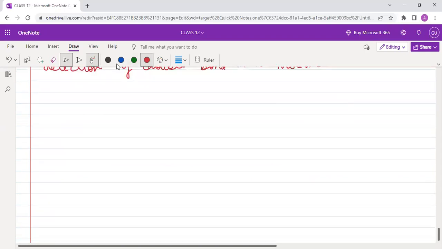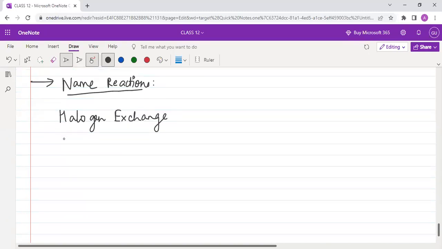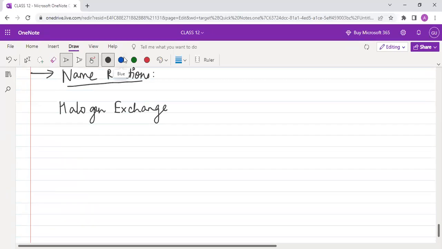Do you remember any name reaction from this chapter? Name reactions mean reactions with special names, like Finkelstein, Cannizzaro, aldol condensation. Any name reaction from this chapter? Finkelstein, yes, that I told you. There is one more, the Swarts reaction, and also Sandmeyer's reaction.